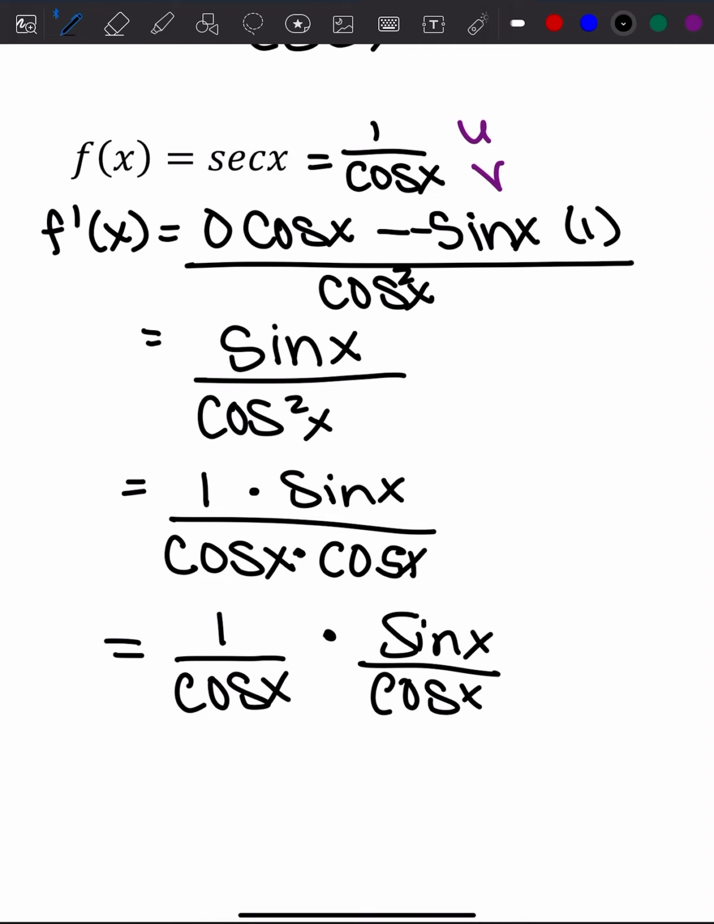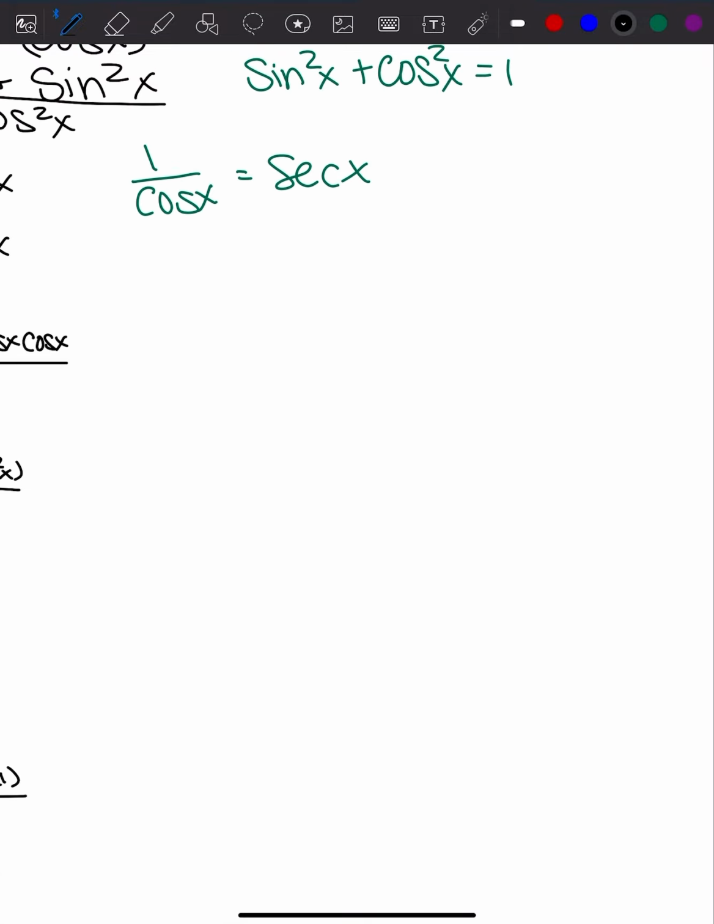I know I can do this because if I were to multiply these back together, we multiply fractions, numerators together, denominators together, we get the same thing. 1 over cosine is the same thing as what we started with. It's secant. And sine over cosine is tangent. So we get secant x times tangent x, or tangent x times secant x, depending on how you split it up. So the derivative of secant x is secant x times tangent x.